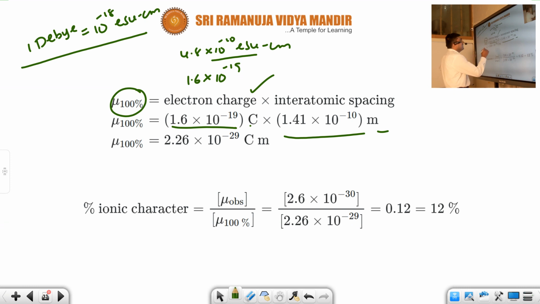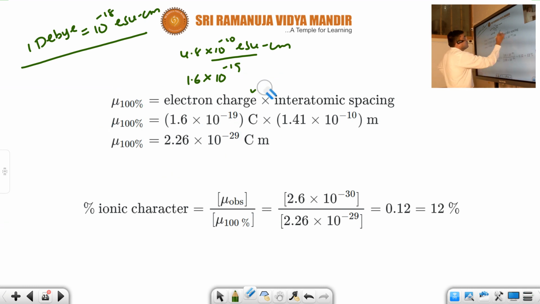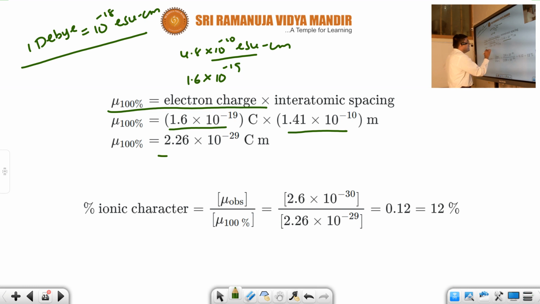Now percentage ionic character is here how much? 1.6 into 10 power minus 19, 1.4 into this is given already. So you got 2.26 into 10 power minus 29. Students, listen very carefully, with a cool head. First of all, how to find the percentage of ionic character. This is the calculated one. Full charge 1.6 into 10 power minus 19 times the distance of separation gives 2.26 into 10 power minus 29. This should be the dipole moment.